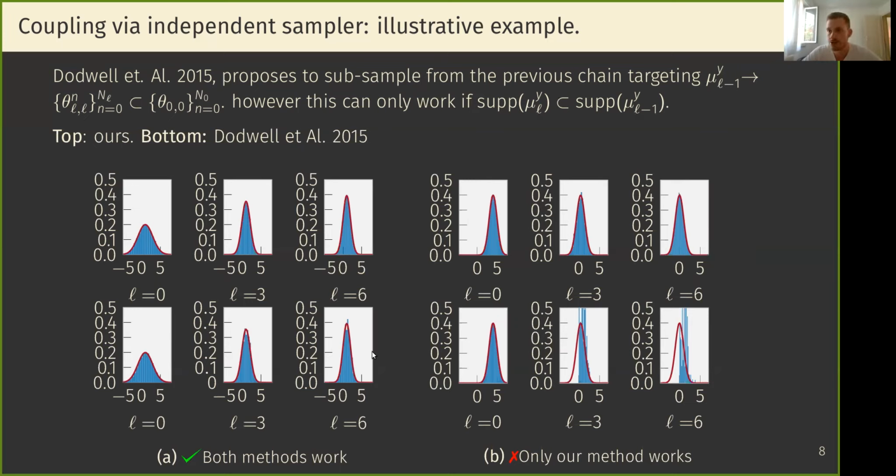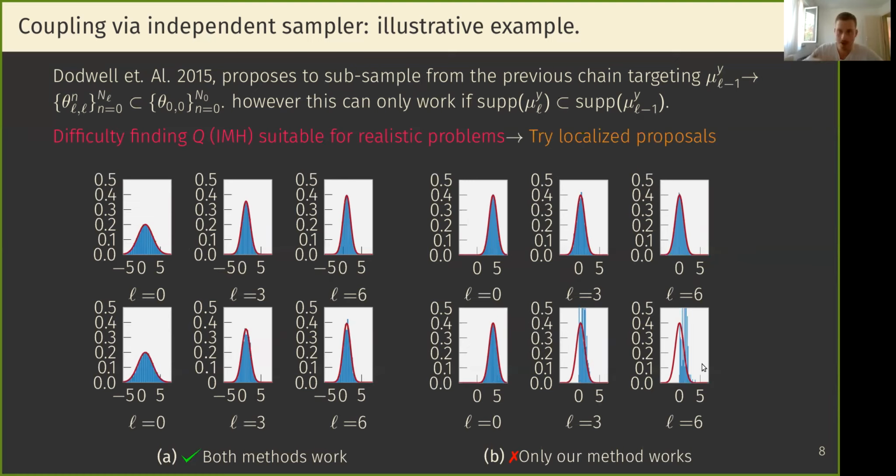But in this case, where you have these shifting Gaussians, it doesn't seem to be the case for the subsampling algorithm, right? If you look at the histograms, it starts to degenerate. However, we're usually interested in sampling Gaussians, and a Gaussian proposal is not suitable for realistic problems.